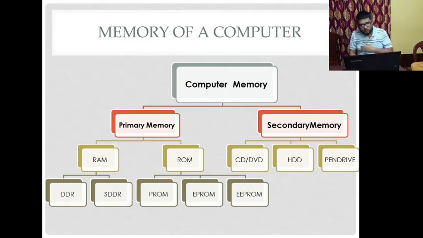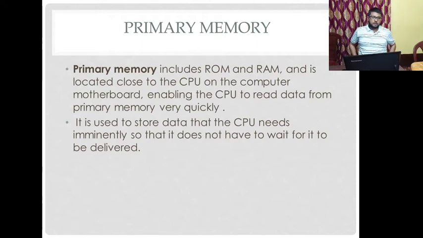Again, RAM again can be divided into two parts: DDR and SDDR. Similarly, ROM can be divided into three parts: PROM, EPROM and EEPROM. We will be discussing all this. So let me first explain to you what is a primary memory.